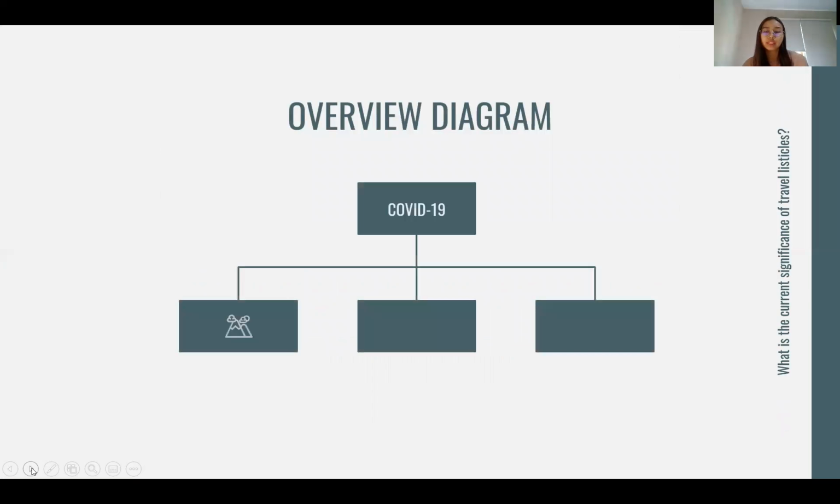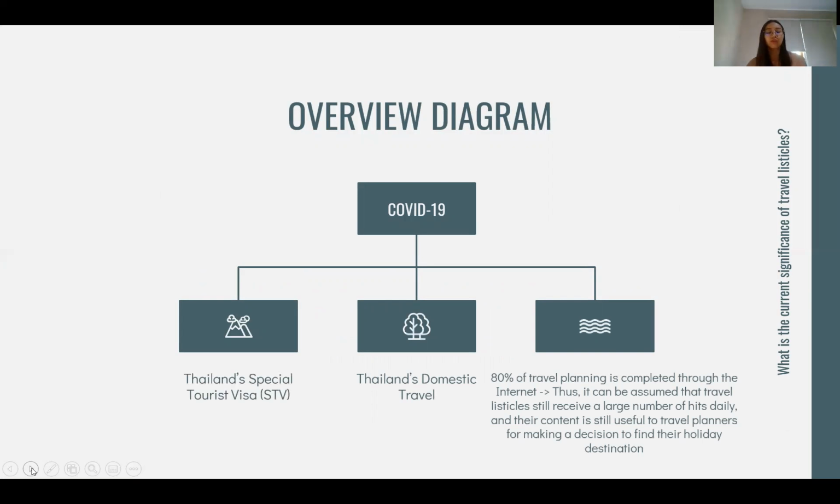Next question, what is the current significance of travel listicles? As this research focuses on Thailand travel listicles, for now, because of COVID-19, Thailand provides a special tourist visa, and Thai domestic travel is still ongoing, surprisingly. So 80% of travel planning is completed through the internet. Therefore, it can be assumed that travel listicles still receive a large number of hits daily, and their content is still useful to travel planners for making a decision to find a holiday destination.